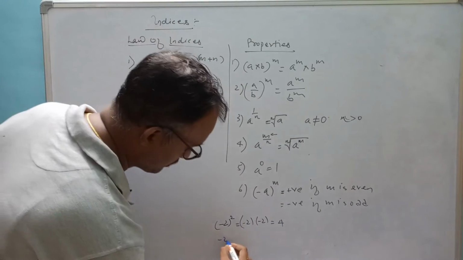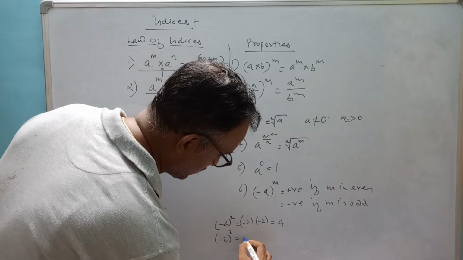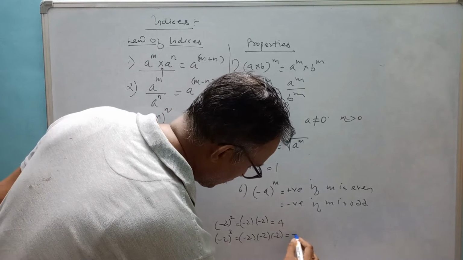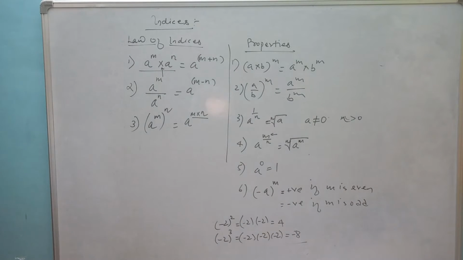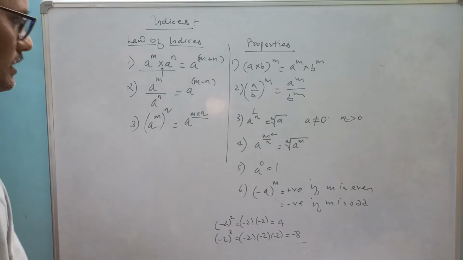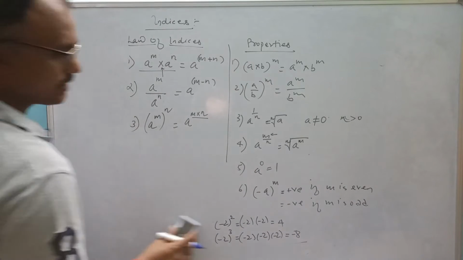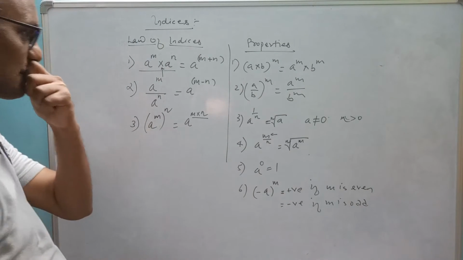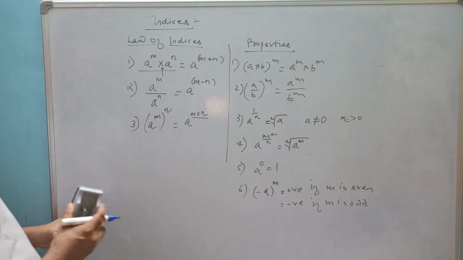But अगर इसका ही -2 का 3 कर दिया, it would be -8, it will become negative. That's it. So ये लॉज है और ये प्रॉपर्टीज है जिसको यूज करना है, इसको दिमाग में रखना है बस.